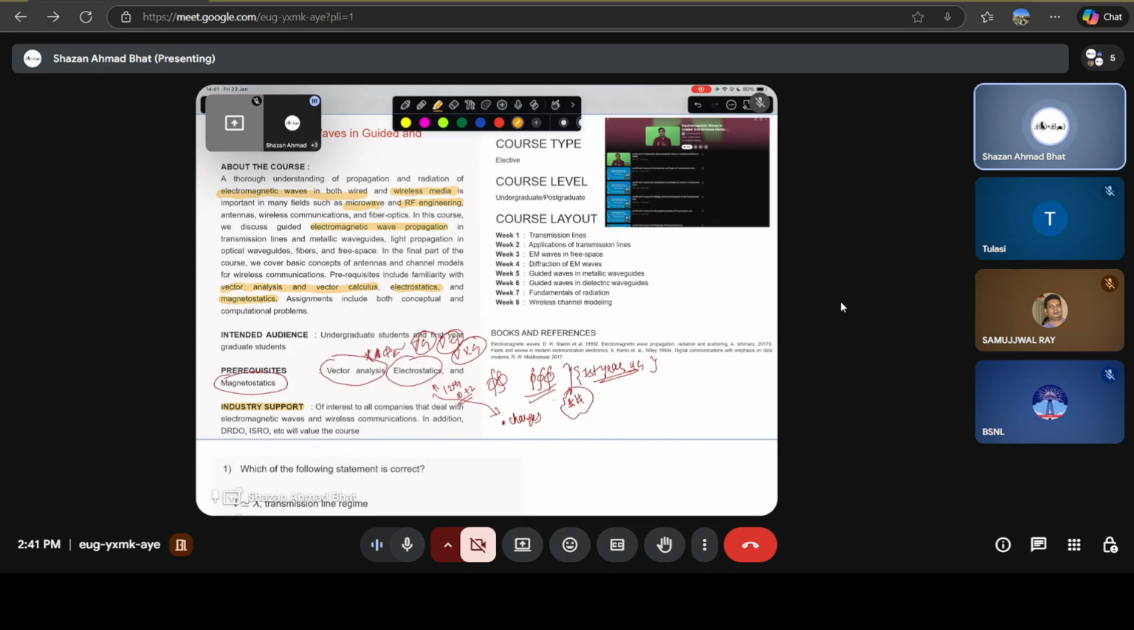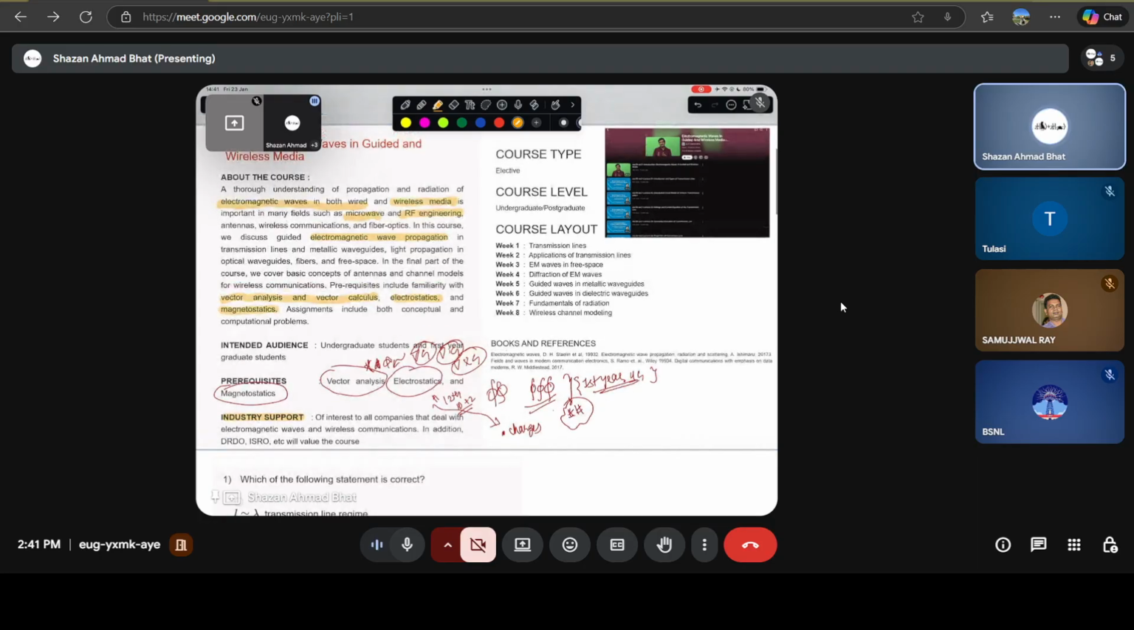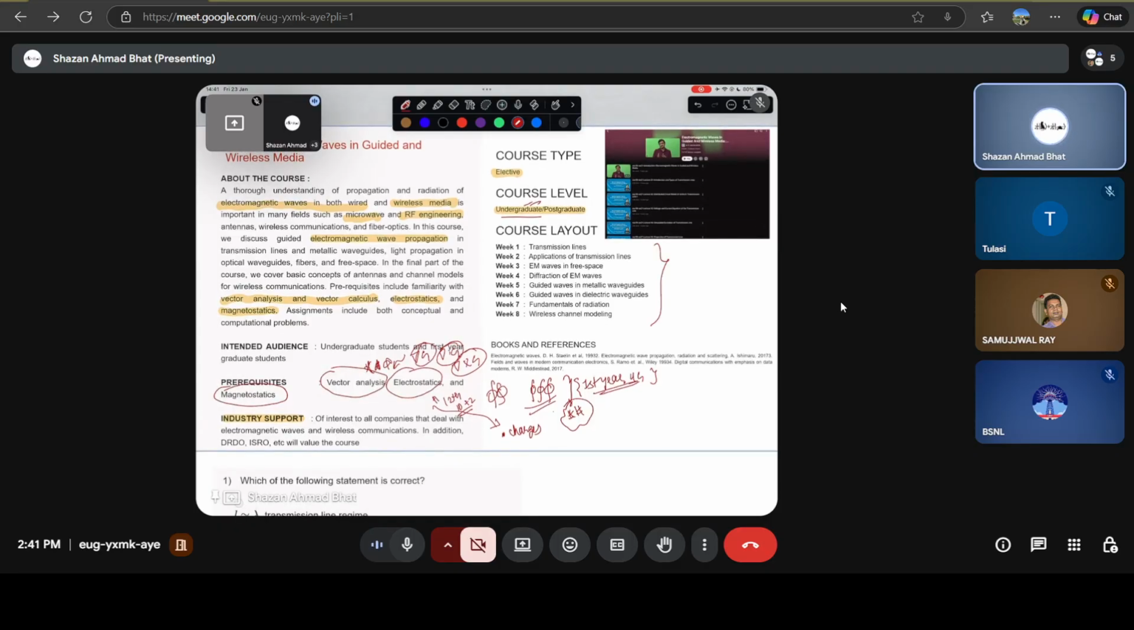So the course layout is basically, first of all, an elective type course as per the NPTEL guidelines, and this is an undergraduate or a postgraduate course. I should say it's mostly an undergraduate course, in the later stage of the undergraduate program, and the course layout is exactly like this, which is being taken from the NPTEL portal.